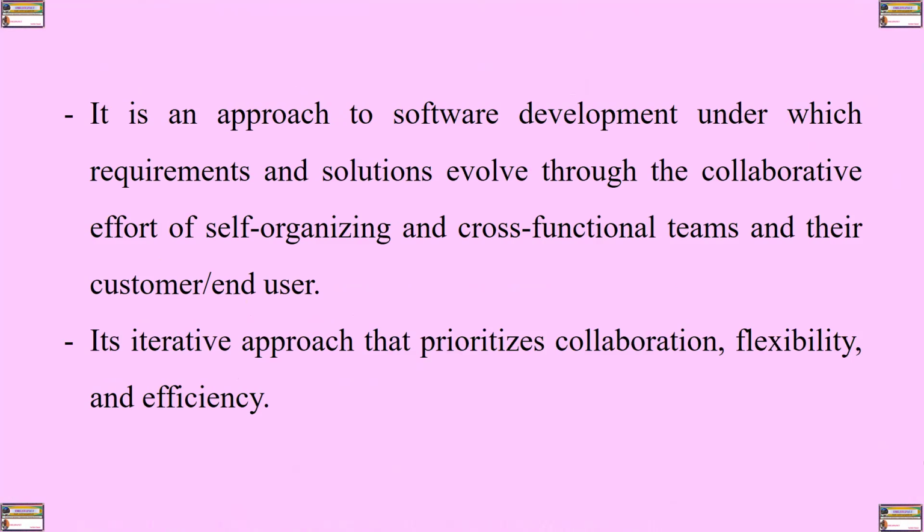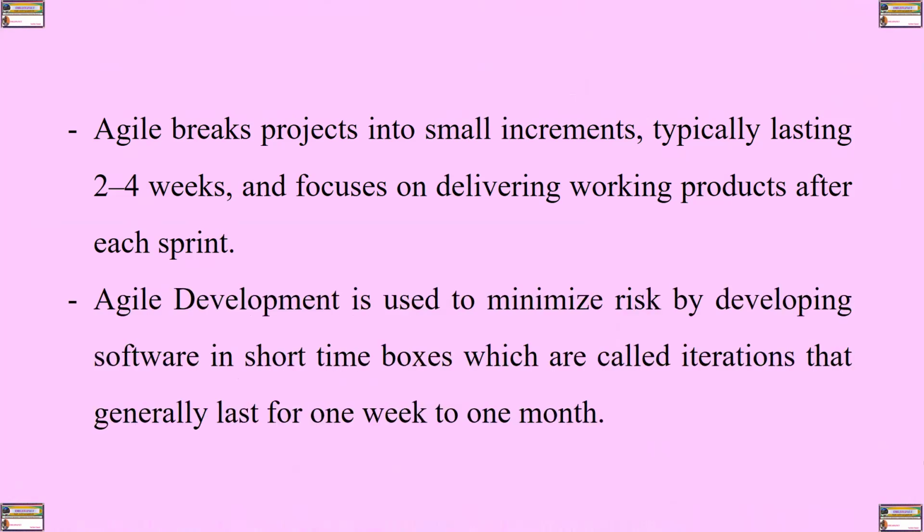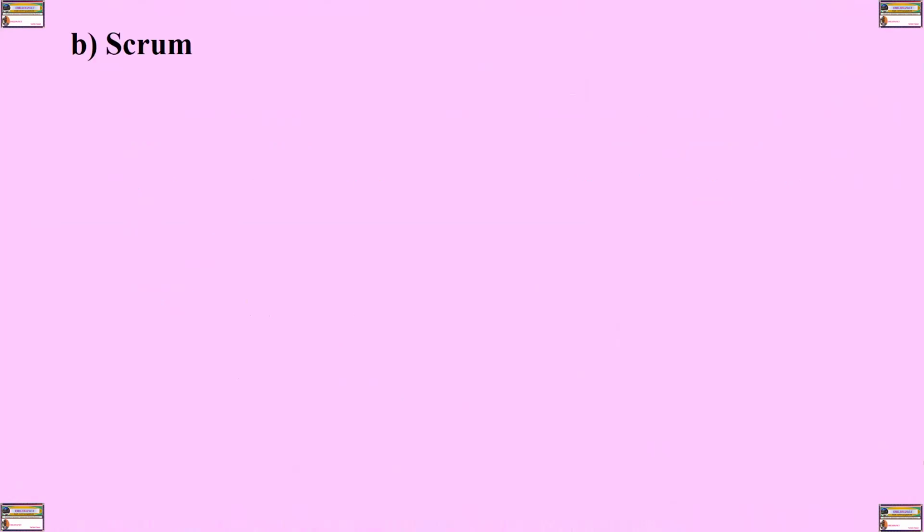It's an iterative approach that prioritizes collaboration, flexibility, and efficiency. Agile breaks projects into small increments, typically lasting 2 to 4 weeks, and focuses on delivering working products after each sprint. Agile development is used to minimize risks by developing software in short time boxes, which are called iterations, that generally last for 1 week to 1 month.